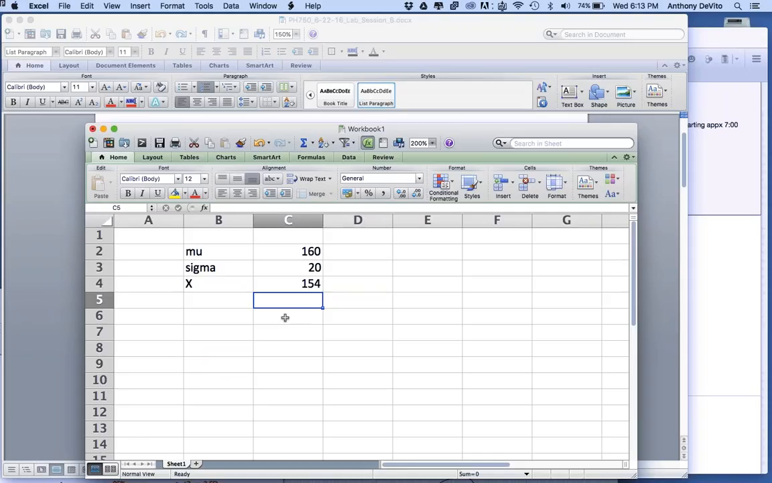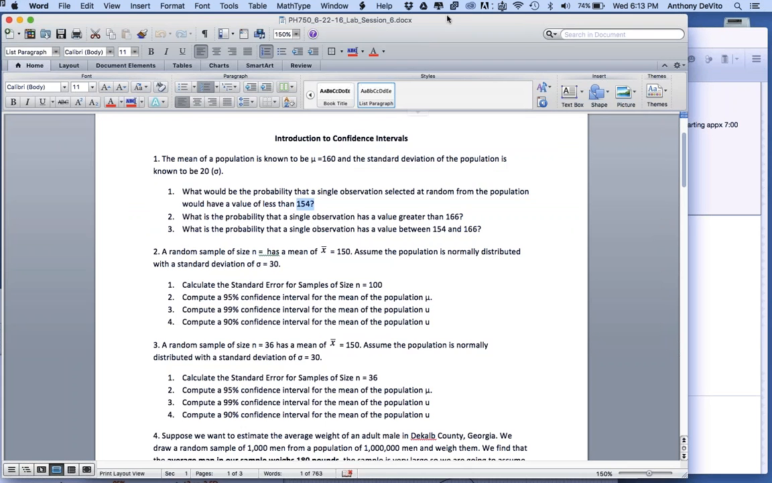The way I would calculate that is I would calculate a z-score. What's z going to be equal to? Z is going to be equal to x minus the mean, mu, divided by the standard deviation. So z is equal to minus 0.3. Now I want to know what area that is. It's a little bit to the left of the mean.